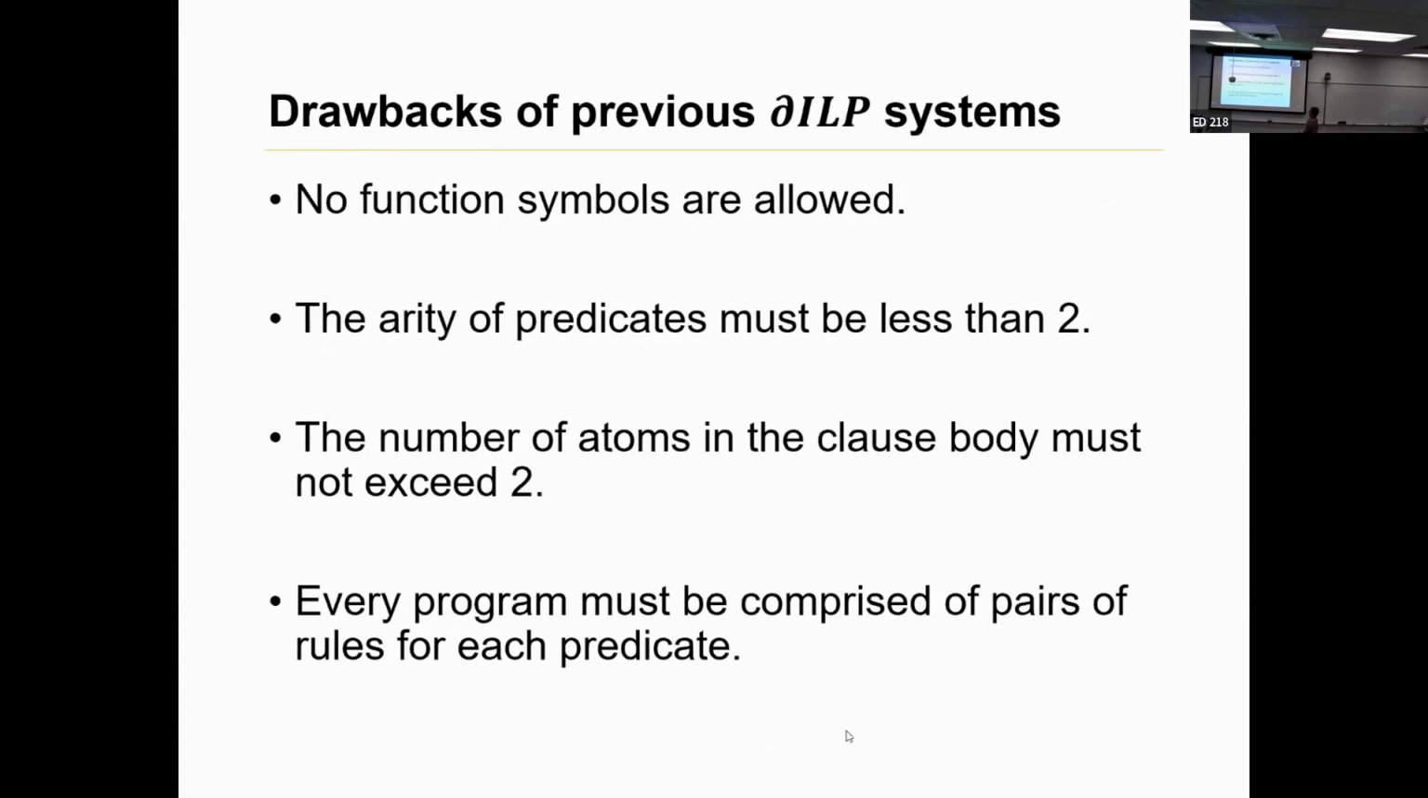And the drawback of the previous differential ILP system is that no function symbols are allowed. If you remember, previously we had a slide saying that a term can be an F of a bunch of inputs. That's not allowed in the differential ILP paper. And the arity of predicates must be less than or equal to 2. The number of atoms must not exceed 2. Every program must be comprised of pairs of rules for each predicate. All of this is to limit the search space so that we can come up with a solution in a reasonable time.